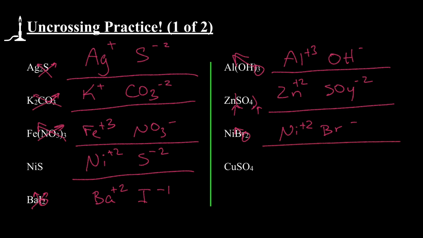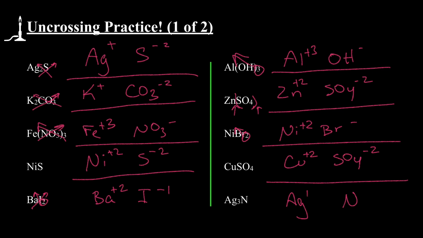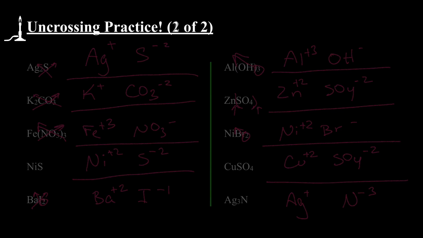CuSO4. Separate. Write the Cu and the SO4. I know the charge on the SO4 is -2. Because there's no parentheses around the SO4, it means the copper has the same charge, plus 2. Ag3N. Silver, Ag+1, I know that charge is one to know. And I know nitrogen's charge is -3 because I know where the group of the family is. I know the ionic charge affiliated with it.